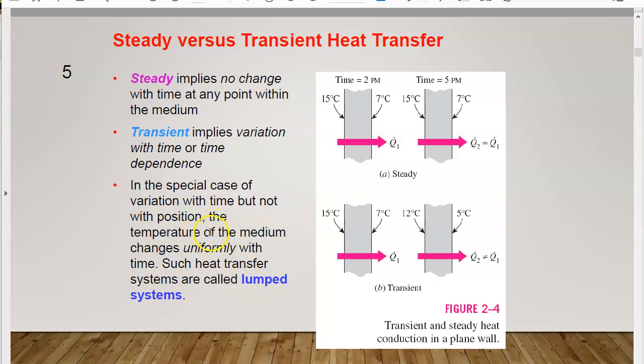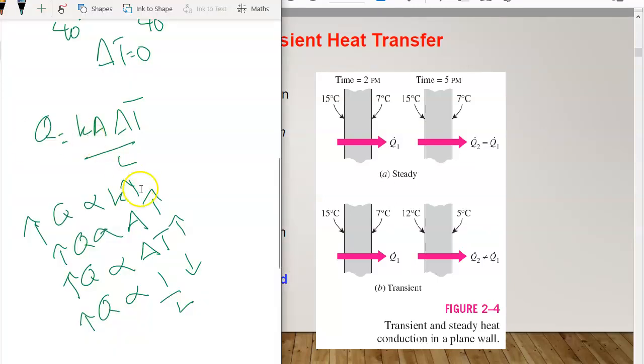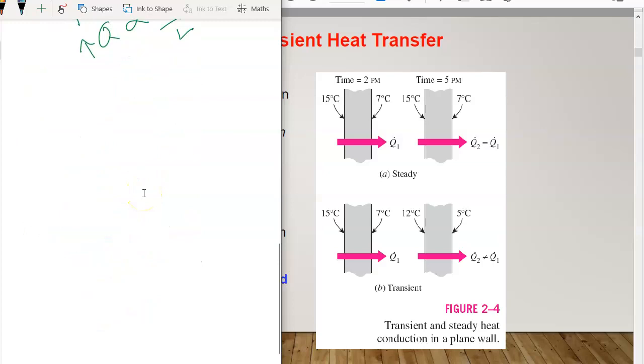Okay, in this there is a system we call a lumped system, where it varies with time but not with position. This is just general knowledge, you could Google it. So this is a lump.